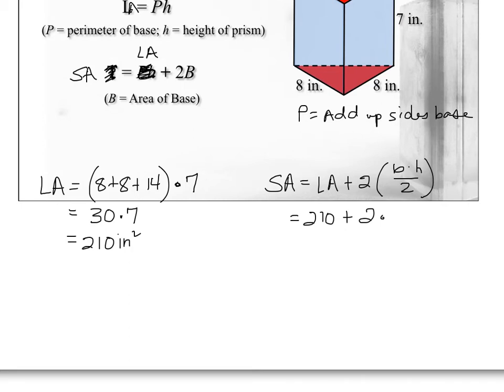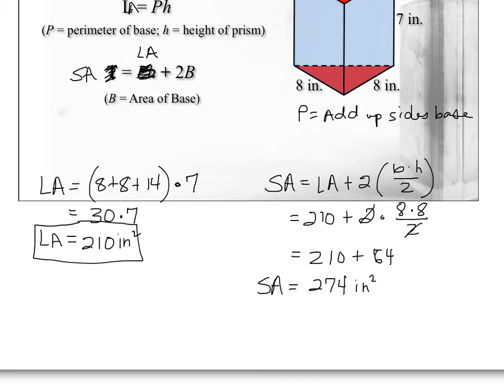the base of the triangle is 8 times the height of the triangle is 8 divided by 2. You'll notice these 2's are going to cancel each other out. So now this is 210 plus 8 times 8, which is 64. When I add those two together, this is 274, in this case, inches squared. So the surface area is 274.